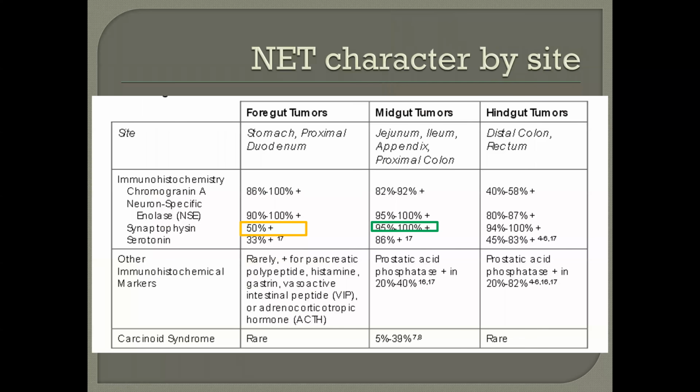Just to give you an example here, behavior and characteristics can be different, obviously, in terms of staining in different sites. You see here with synaptophysin, quite a difference between foregut lesions and mid and hindgut tumors. Other markers may also be different, and the associated syndrome that you would expect with carcinoid is up to 40% in the checklist data.